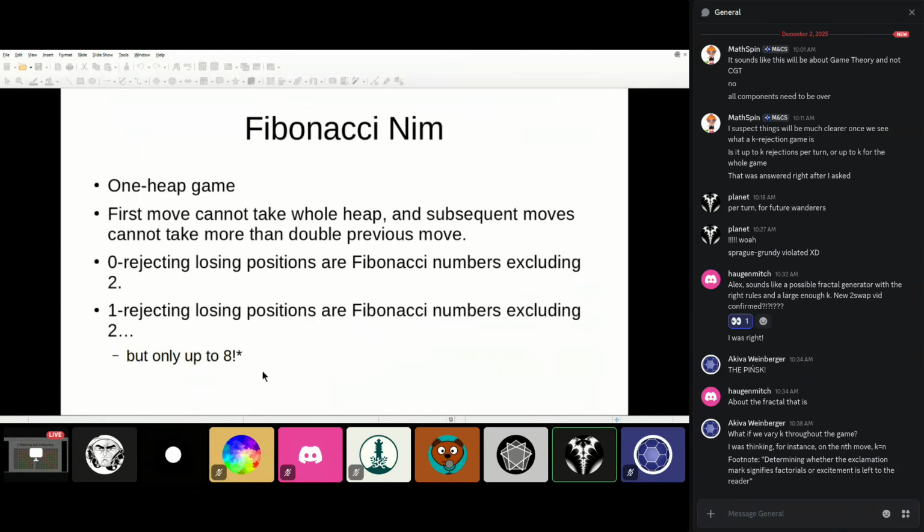Wait, sorry. 1 is a winning position. Oh, so I'm... never mind. Wait, 1 is a winning position? Well, but 1 is a Fibonacci number. So there's another rule that wasn't mentioned, which is that the first move can't take the whole pile. So if the game is starting with 1, it's a losing position because you can't make the move.